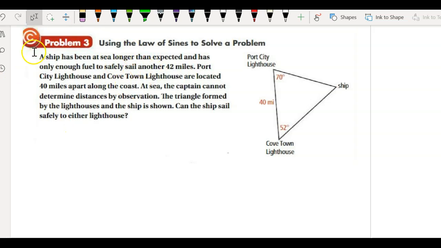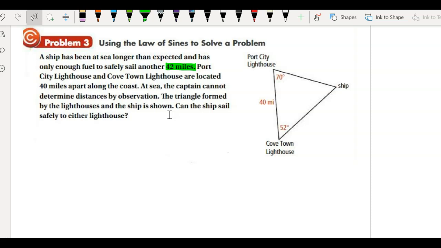Okay, last problem. We're going to be using the law of sines to solve this problem. Surprise, surprise. A ship has been at sea longer than expected and only has enough fuel to safely sail another 42 miles. I'm going to highlight that. Port City Lighthouse and Covetown Lighthouse are located 40 miles apart, so they give me that information in the diagram. At sea, the captain cannot determine distances by observation. The triangle formed by the lighthouses and the ship is shown. Can the ship sail safely to either lighthouse?